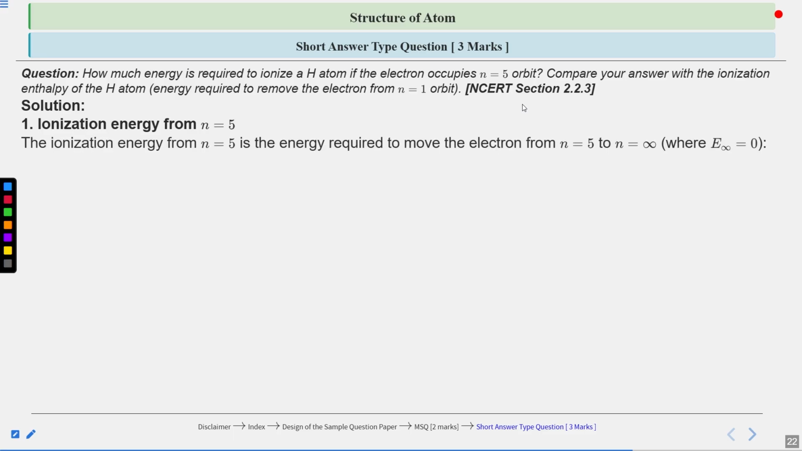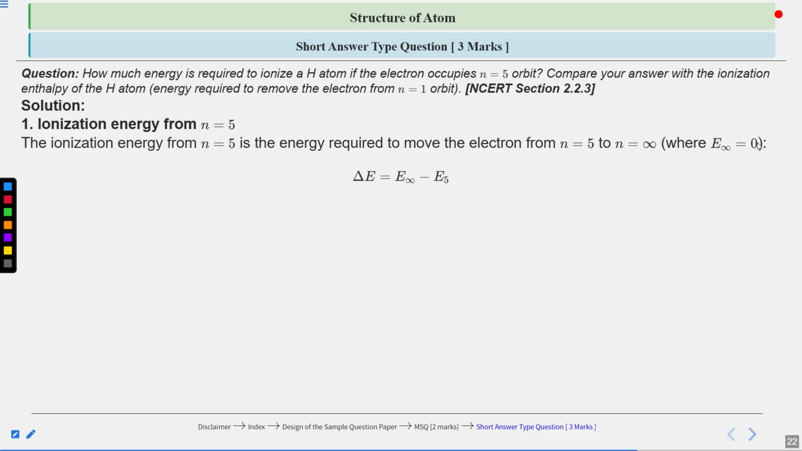So again, our task is to move the electron from n equals 5 to n equals infinity. Now here is an important point to remember. We have already discussed that at infinite distance the energy becomes maximum, that is 0. How do we know it? Because energy is directly proportional to 1 by n square. If you take the value of n as infinity, 1 by infinity square will give you 1 by infinity, and that is equal to 0. Therefore, energy at the infinite distance will be equal to 0.